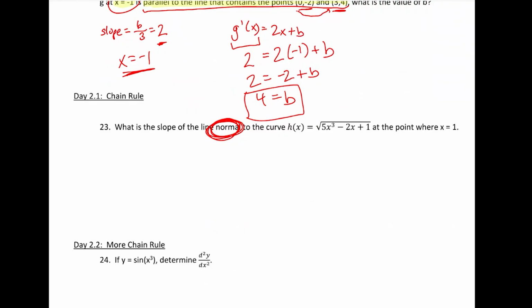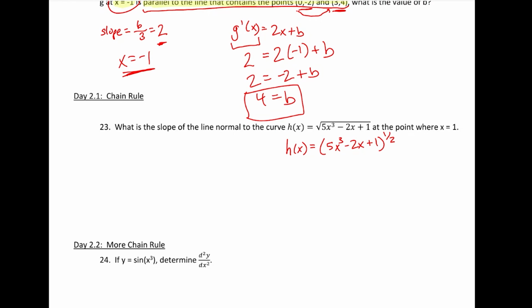So you usually got to find that tangent line first, or at least the slope of it, and then use that to find the slope of the normal line. So first we need to find the derivative of h of x. And to do that, I'm going to rewrite h of x with a power of 1/2. And we need to use the chain rule here.